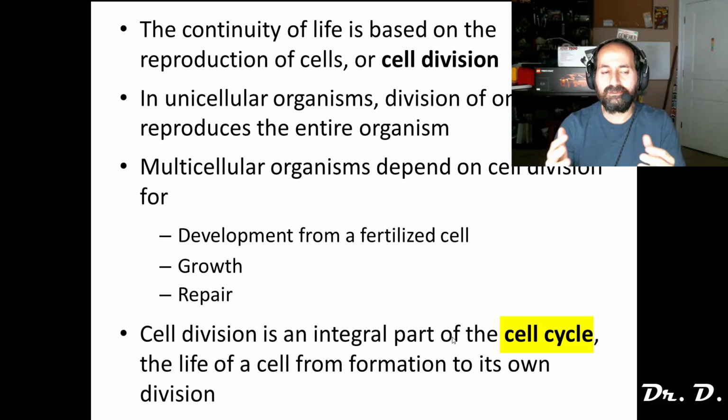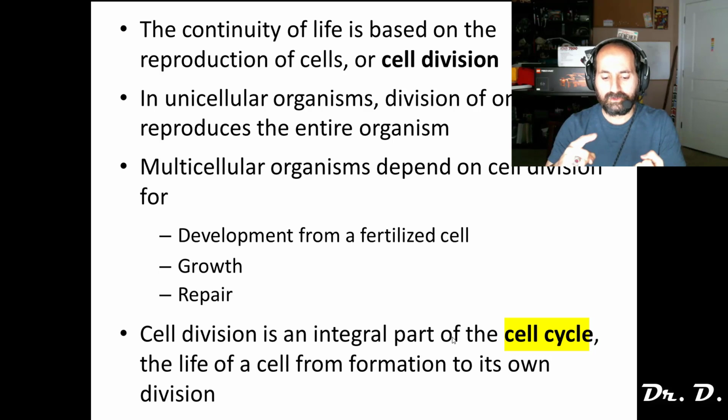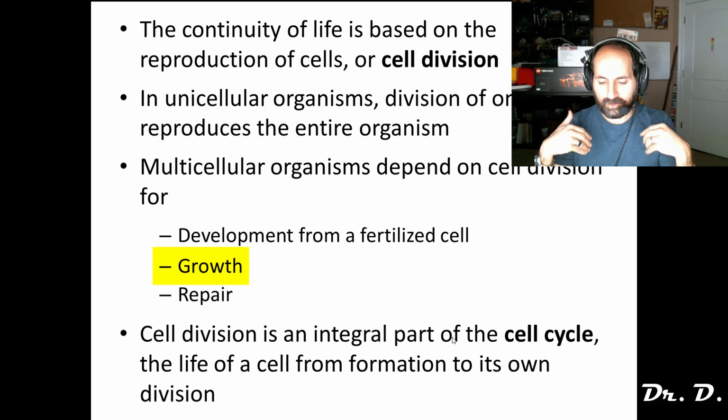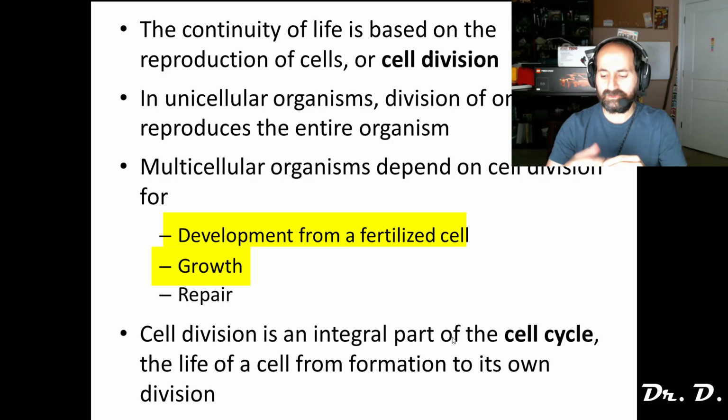And why do we need cell division? Well, obviously, you and I are multicellular creatures. We need cell division to grow from a fertilized egg called a zygote. One cell becomes two, becomes four, becomes eight, and our growth and development depends on the cell cycle. Also, you use the cell cycle for repair.